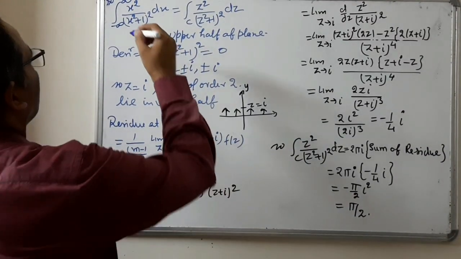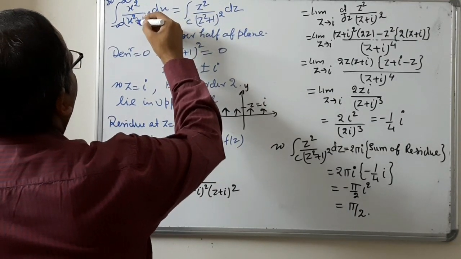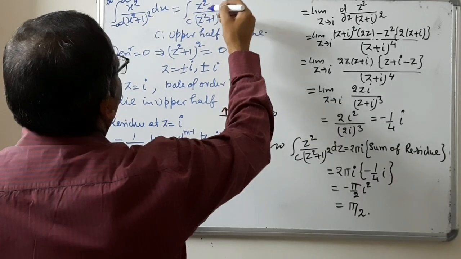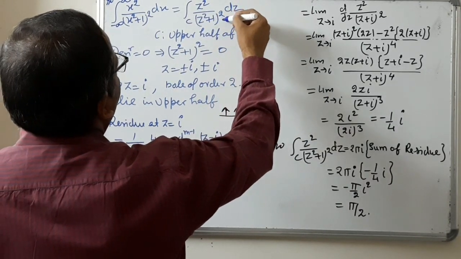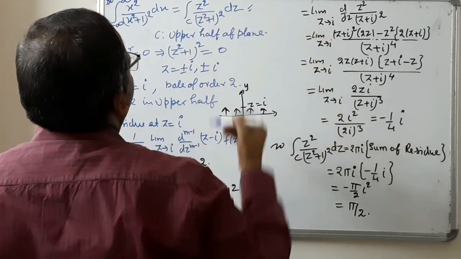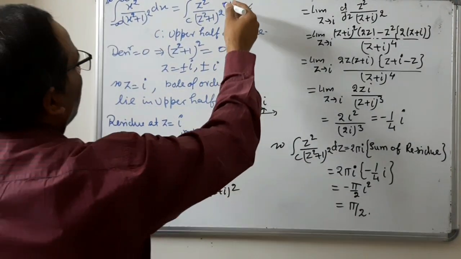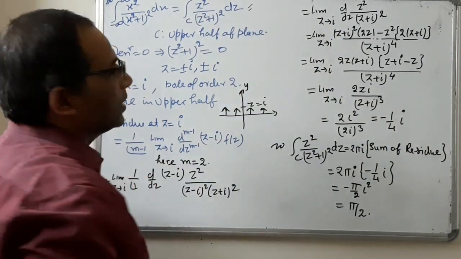We get from here the integral from minus infinity to infinity of x square upon (x square plus 1) whole square dx, which will be equal to the integral over C of z square upon (z square plus 1) whole square dz, where C is the upper half of the plane, right? Now we will find the value of this integration using the residue theorem.